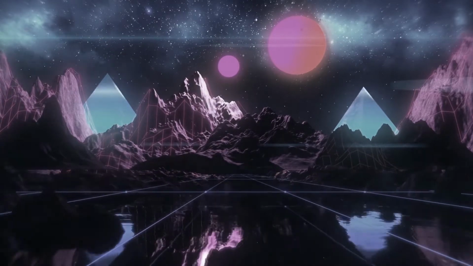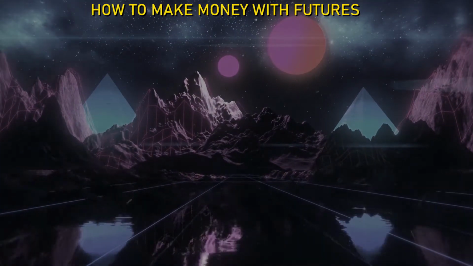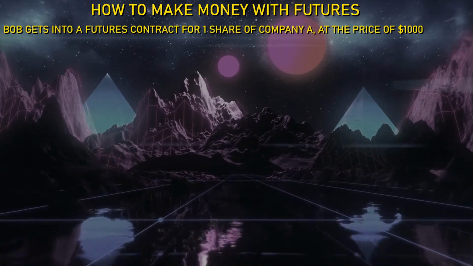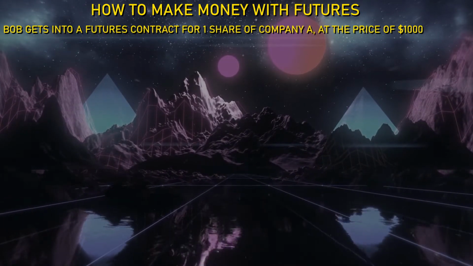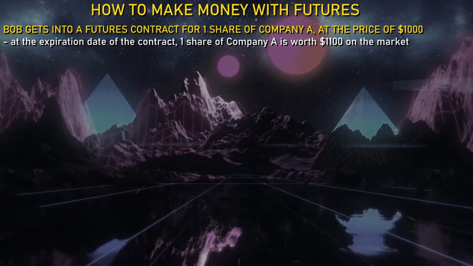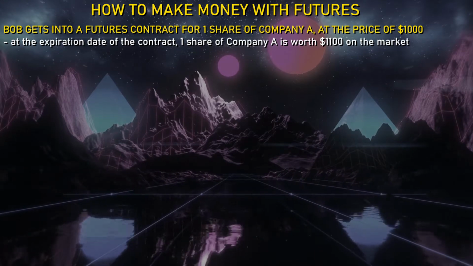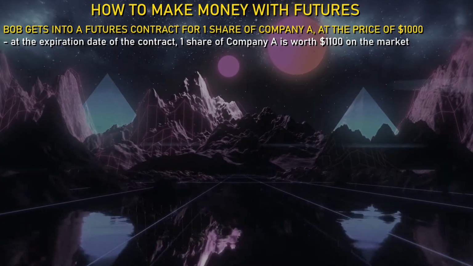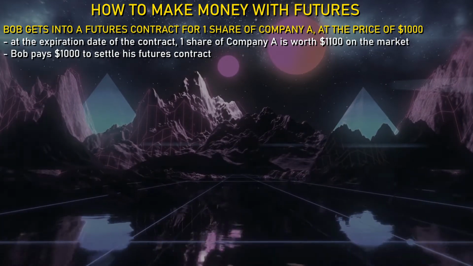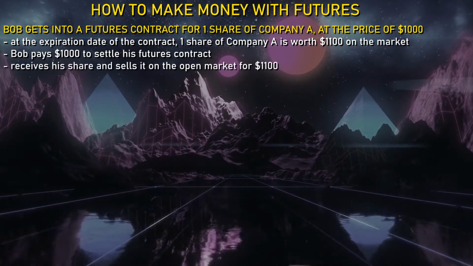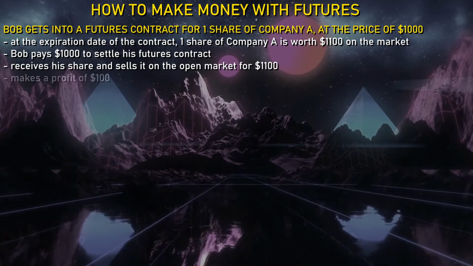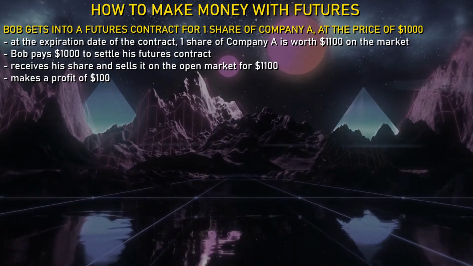As usual, I'll use a simple example to explain it. Bob gets into a futures contract for one share of company A at the price of $1,000. At the expiration date of the contract, one share of company A is worth $1,100 on the market. Bob pays $1,000 to settle his futures contract, receives his share, sells it on the open market for $1,100, and gets $100 in profit. That's it.